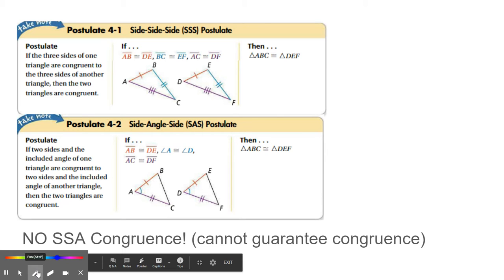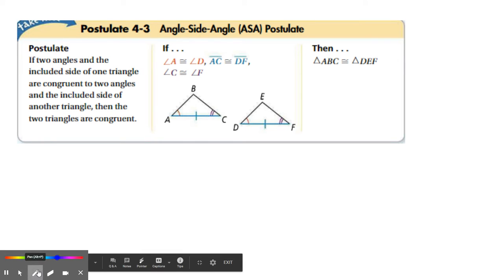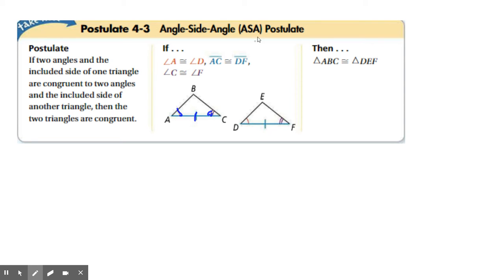Okay, triangle congruence. Very important. So remember, there are 4 ways to prove triangles congruent. The first way is side, side, side, showing all 3 sides of one triangle congruent to all 3 sides of another. Then there is side, angle, side: 2 sides and the angle in between. Then you have angle, side, angle, which is 2 angles and the side in between.